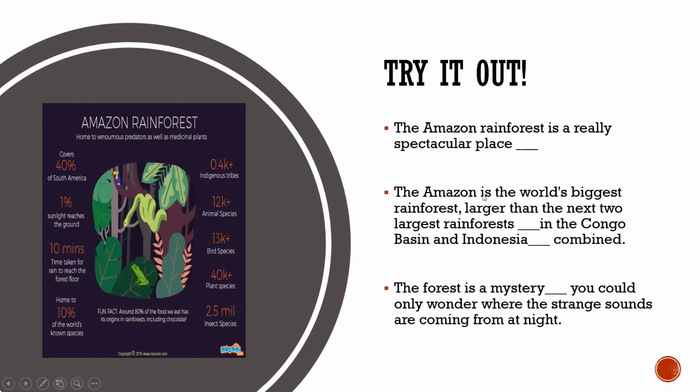Next one. The Amazon is the world's largest or biggest rainforest, larger than the next two largest rainforests in the Congo Basin and Indonesia combined. So you have to use two punctuation marks right here because you wanted to emphasize an idea. So which punctuation mark should you use? Third one. The forest is a mystery. You could only wonder where the strange sounds are coming from at night. So you have to insert a punctuation mark in here in the middle. I'll give you time to figure out which punctuation marks you should use. Get a pen and a paper if you want. You can do it mentally. You can pause the video also if need be.